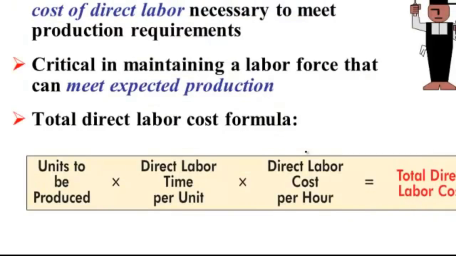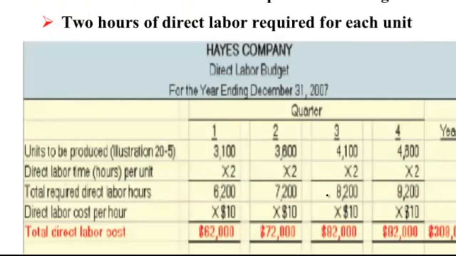The direct labor budget is straightforward. All we have to do is figure out the units to be produced, which the production manager tells us. We're told the time to produce one unit and the cost, and we get the total labor cost. So the production manager is going to produce 3,100 in the first quarter. It's going to take 2 hours to produce each one, so it's going to take 6,200 hours, and the cost is $10 per hour. So the total cost for direct labor is $62,000, and so on. We just use the production budget. We don't inventory labor, so we don't have to worry about it.